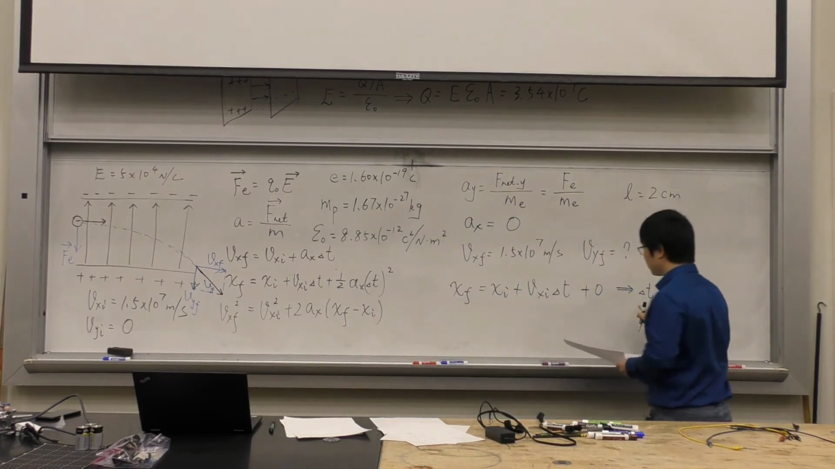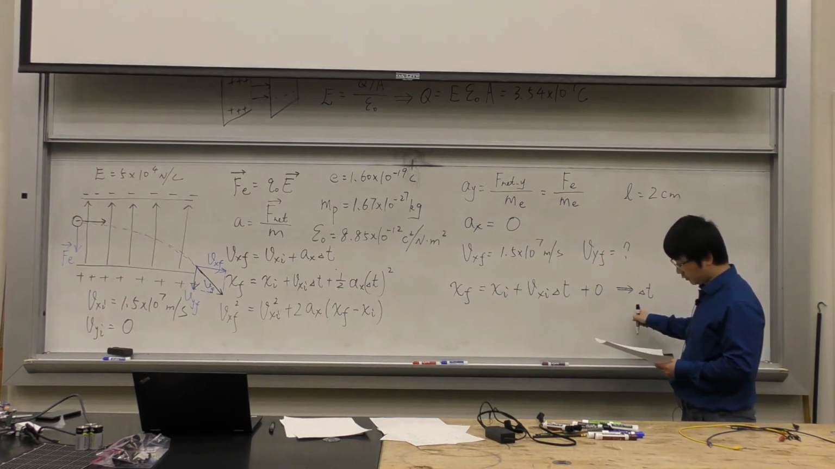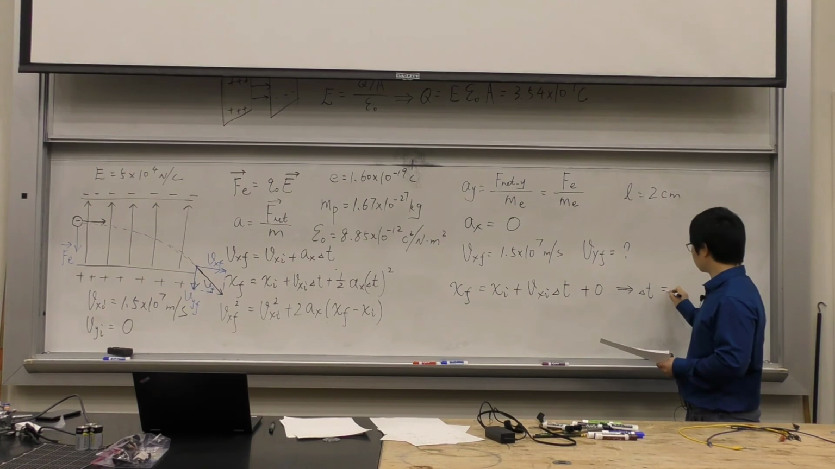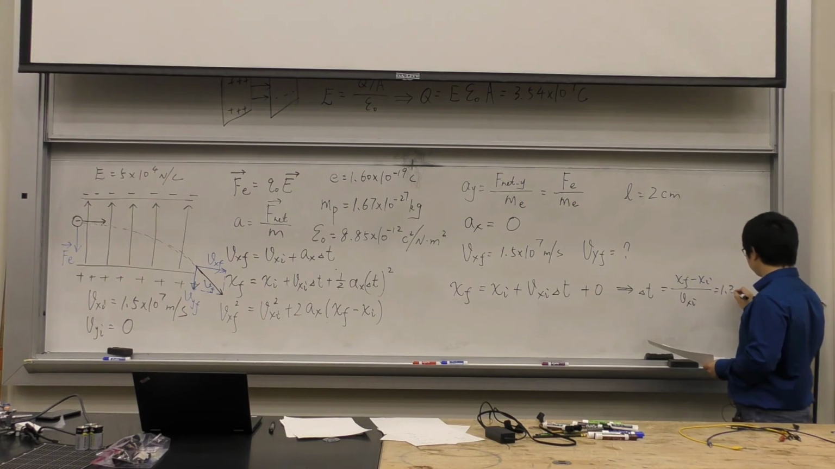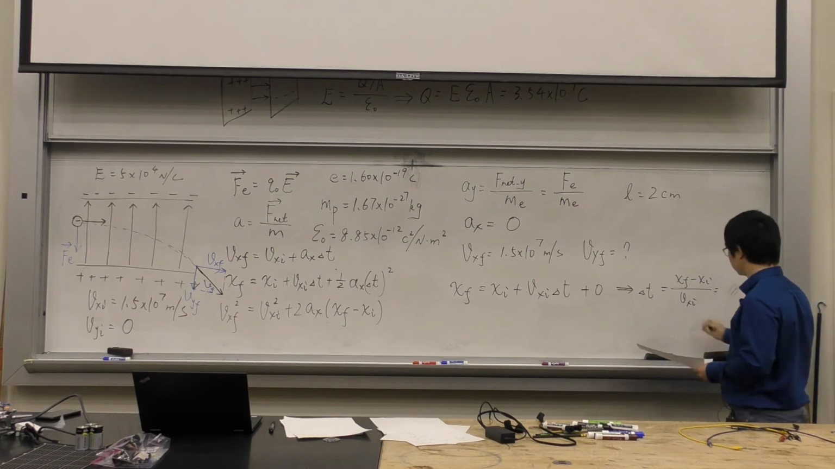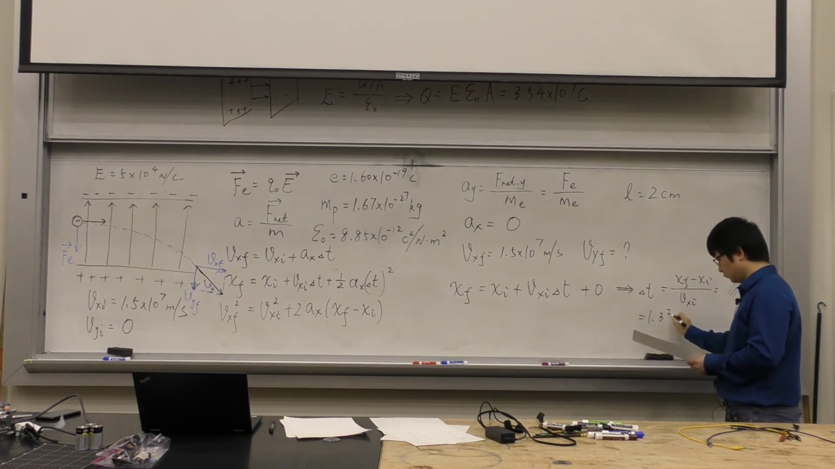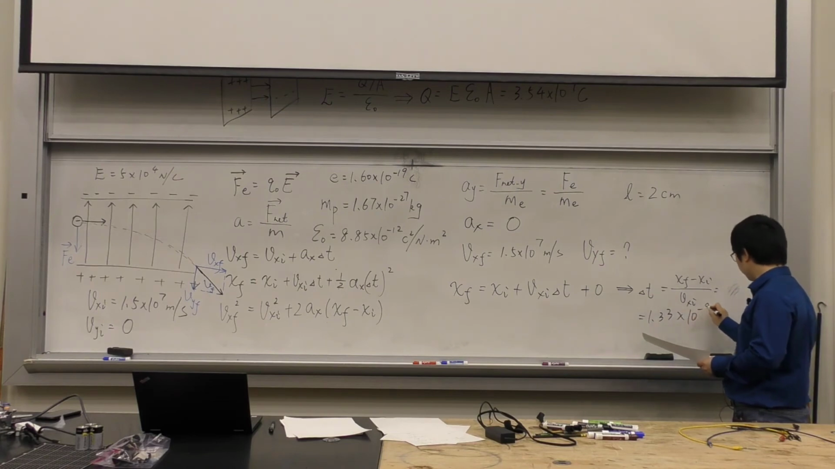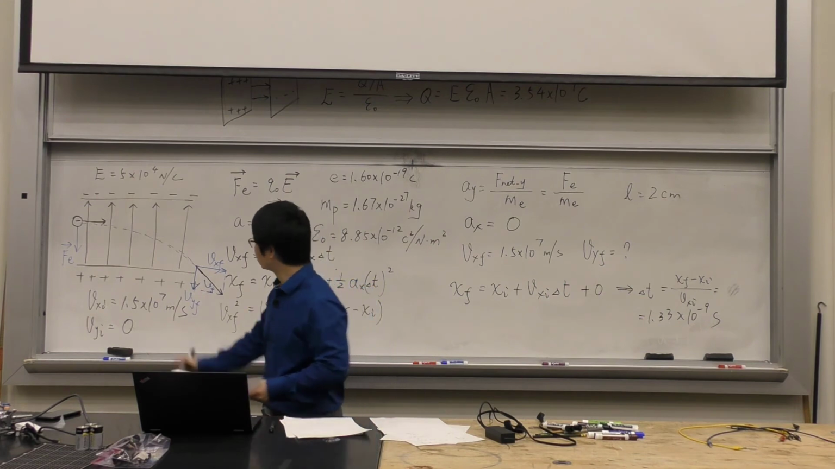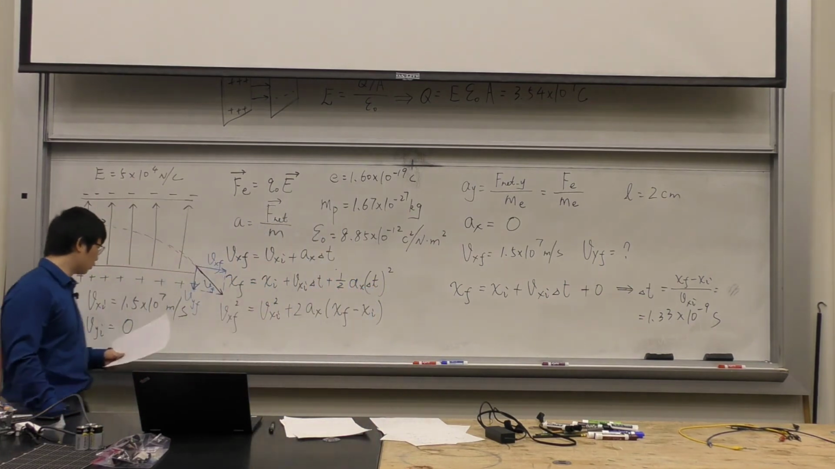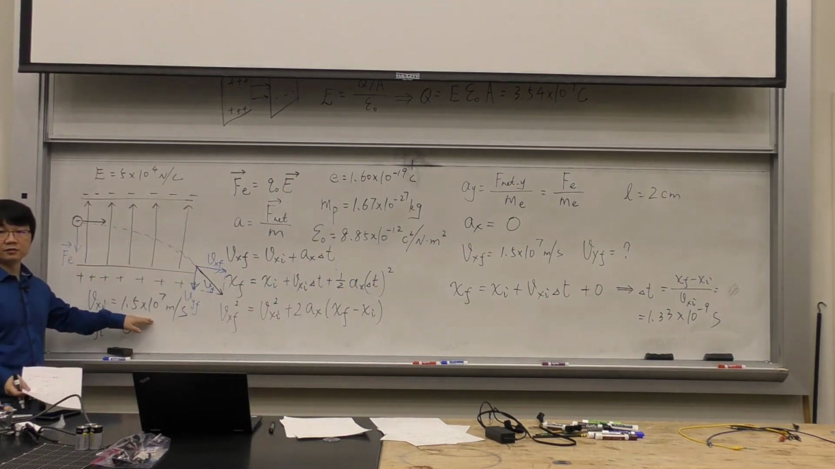First of all, the time I found, what are the numbers I found? The time is just xf minus xi over Vxi. That's 1.33 times 10 to the negative 9 seconds. It's a very short time. It's going to pass this region in a very short time, of course, because it's carrying a very large speed.